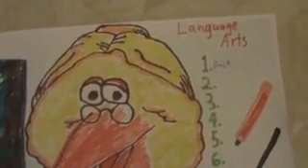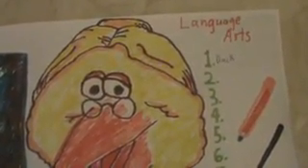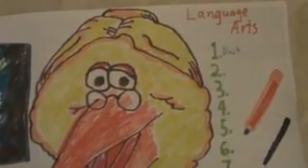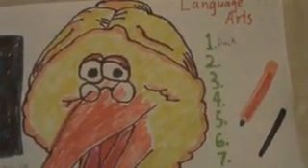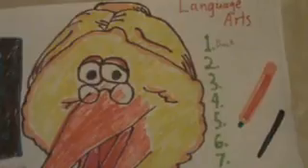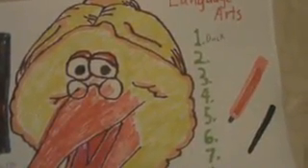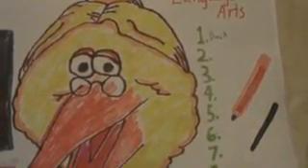Oh, so I can show you the Big Bird Language Arts coloring here. You see the words and then the numbers on the right, and on the left it looks like a chalkboard: A as in apple, B as in bubble, C as in cat, D as in dog, E as in elephant, F as in friend, and G as in good.